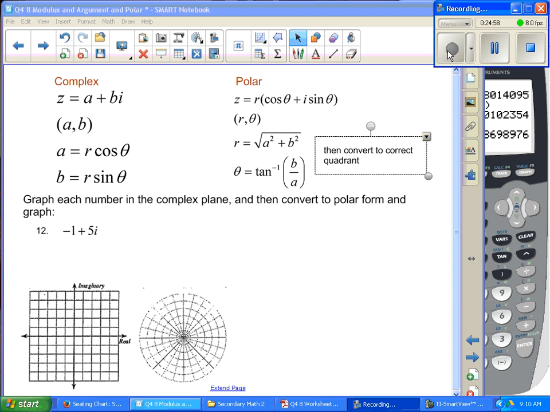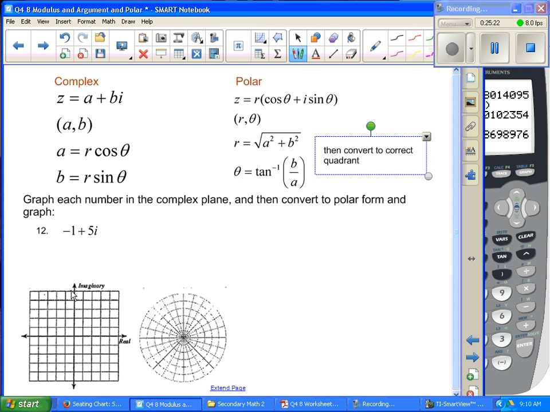Okay, so the bottom part is dealing with something that's called polar, like the little add-on instructions I put there. It says then convert to polar form and graph. The polar form is where you graph on that circular one that's down there. So first graph each complex number in the plane, then convert to polar form. If I wanted to graph this, I would go to -1 on the real and then up 5 on the imaginary and just put your point.